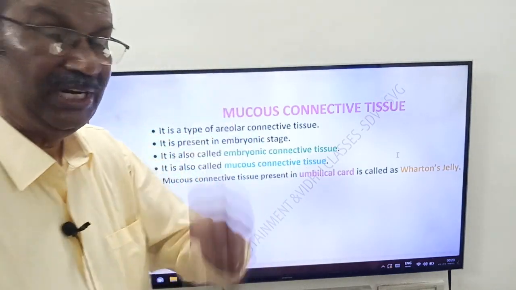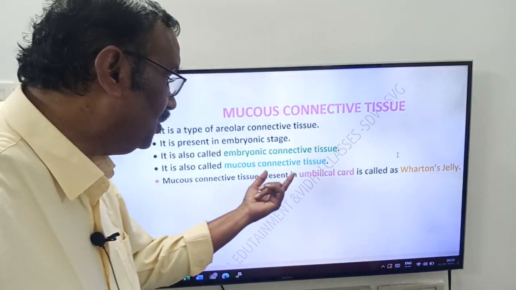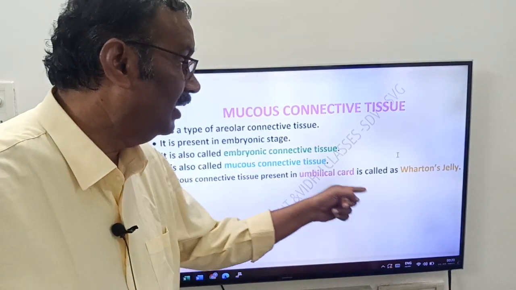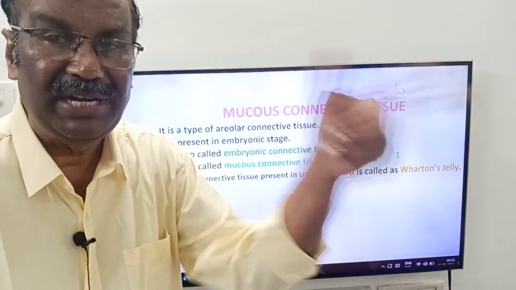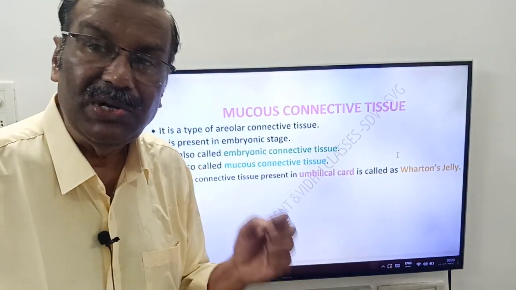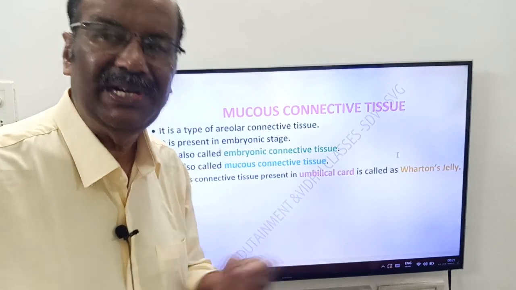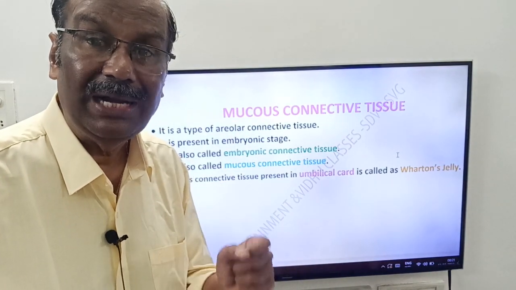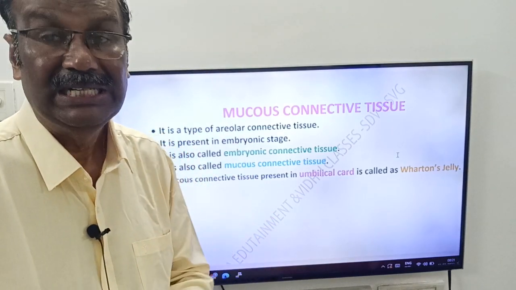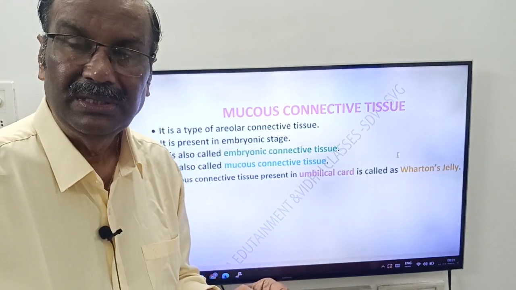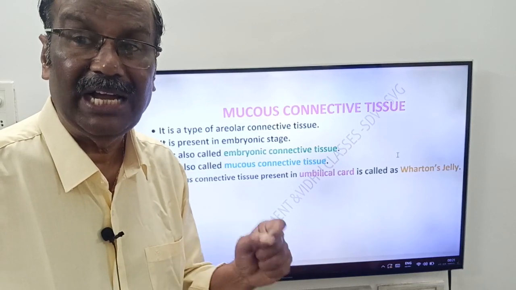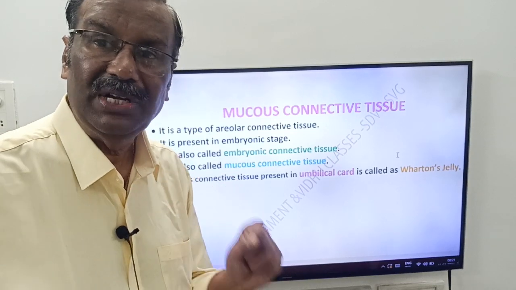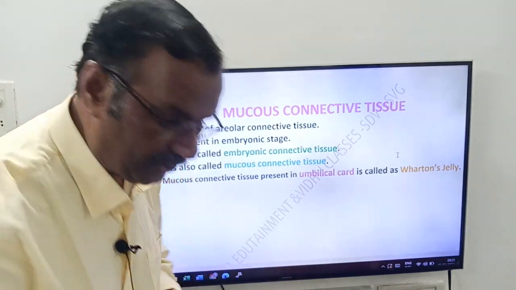Next, friends, here is one important point. Mucous connective tissue is present in umbilical cord. You know umbilical cord, friends. Umbilical cord is called as Wharton's jelly. This is for NEET and MCET, friends. The mucous connective tissue which is present in the umbilical cord is called as Wharton's jelly. Friends, this is about connective tissue proper. Describe about connective tissue proper. This is 8 marks question. Long question, essay question. Very, very important question, friends.